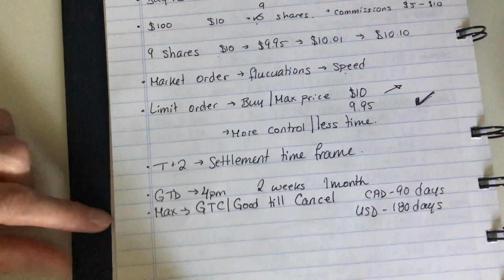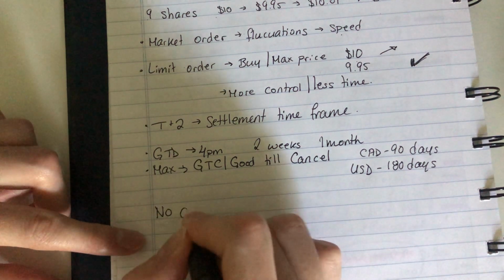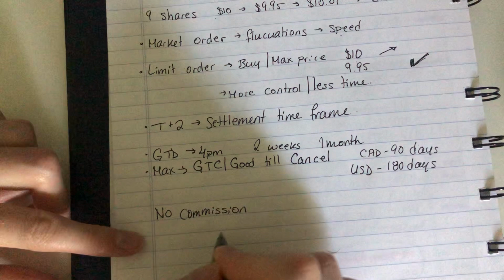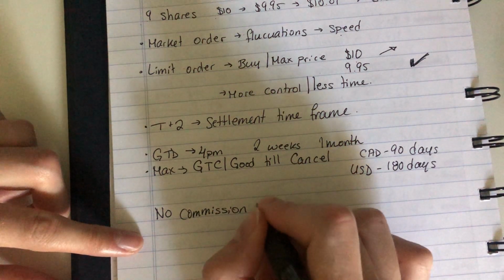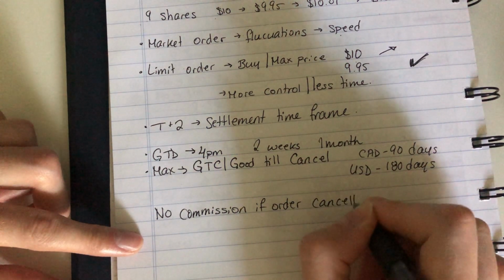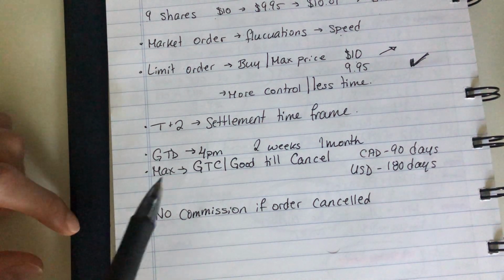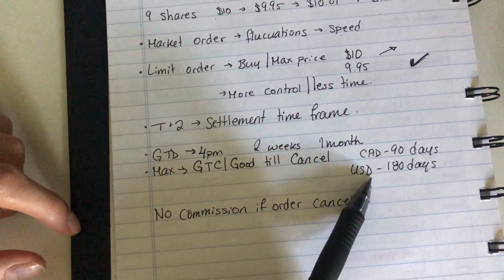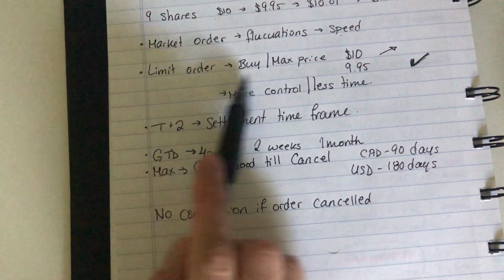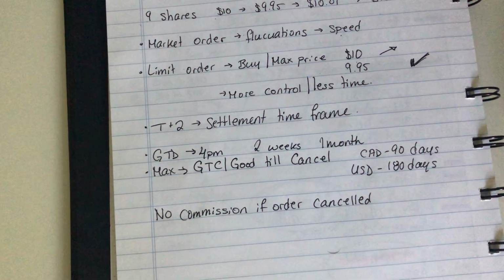Now, if your order is canceled, there is no commission. Usually, I think a lot of times you do need to double check your brokerage, but usually there's no commission if the order doesn't go through. Okay? If the order is canceled. So even in this case, if your order is open for 90 days or 180 days, and then it doesn't get filled because maybe that price that you put in, maybe you put in a limit order that it never reached, you probably won't get charged. But again, you need to double check that.